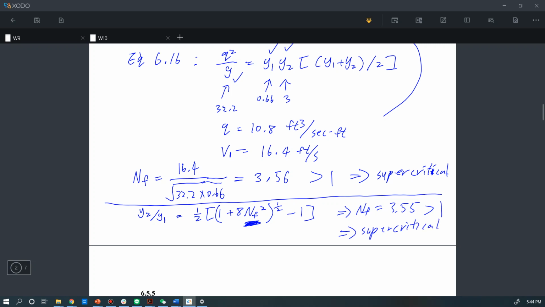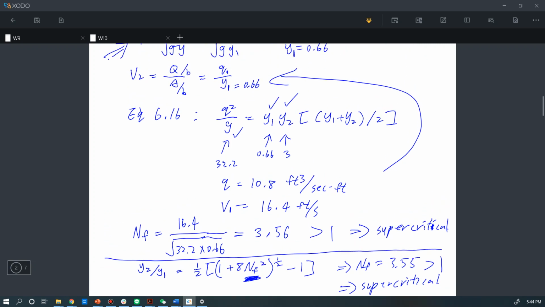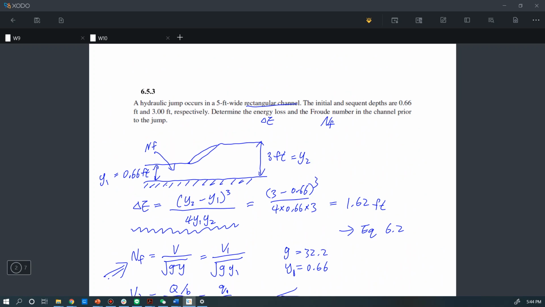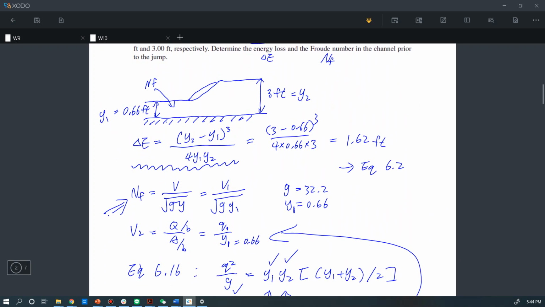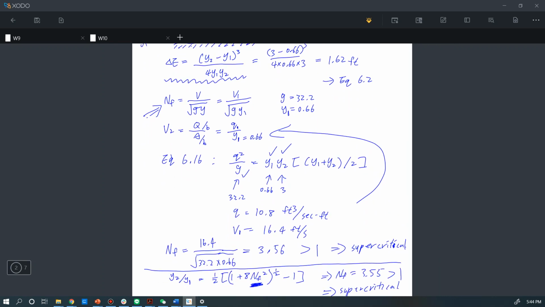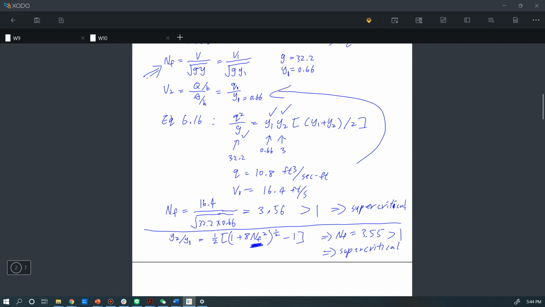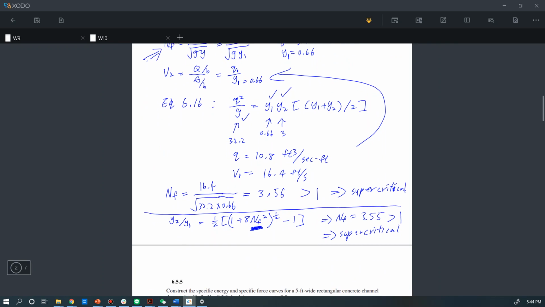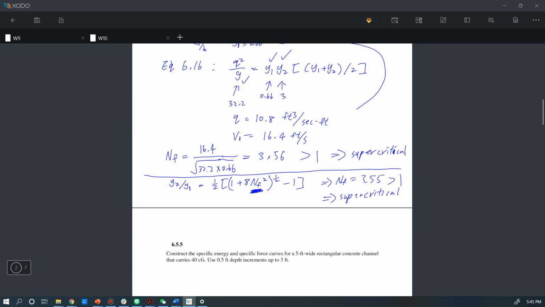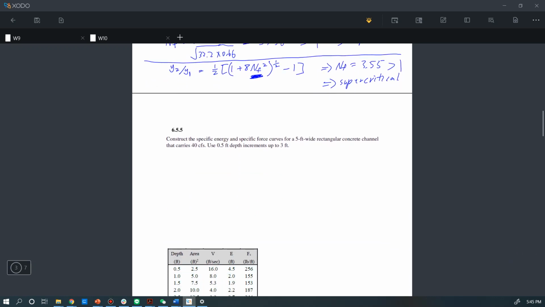Okay, so here are just the different equations that you can apply to solve what's asked by this problem. And again, I really encourage you to read the textbook to see how these equations are derived. Now, let's move on to the next question.